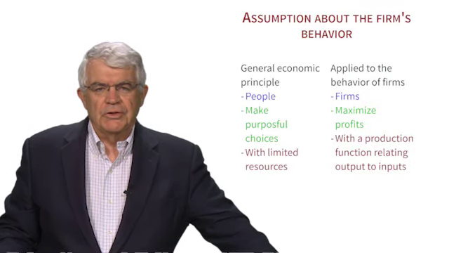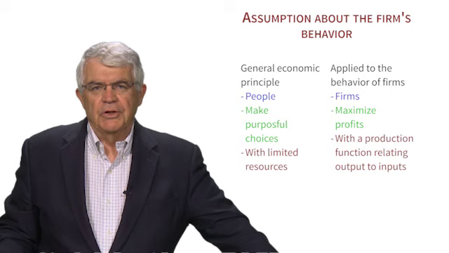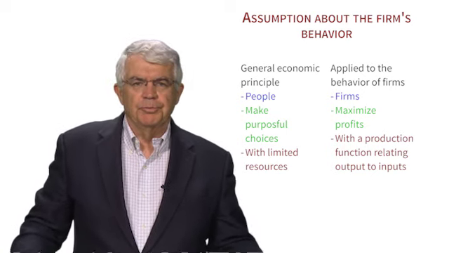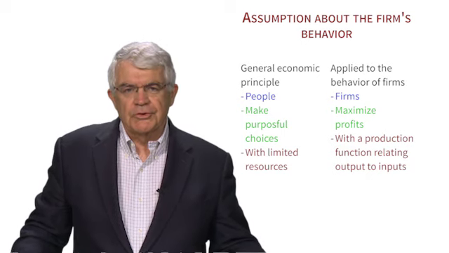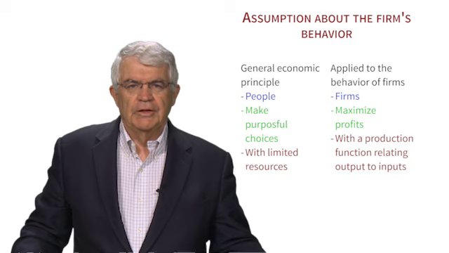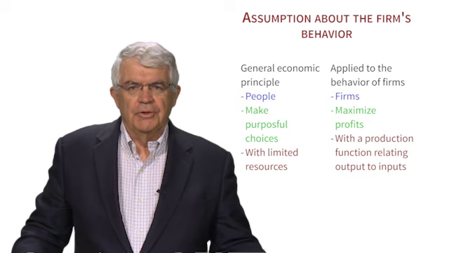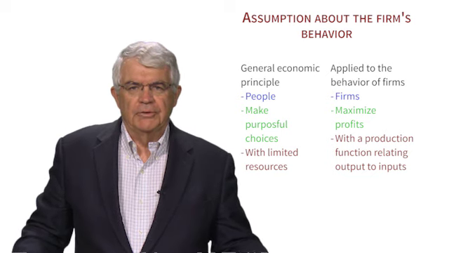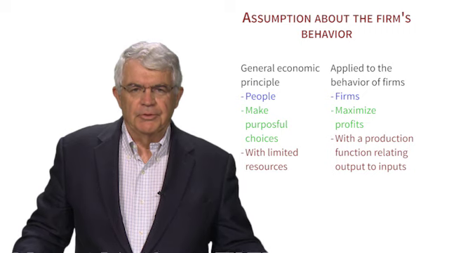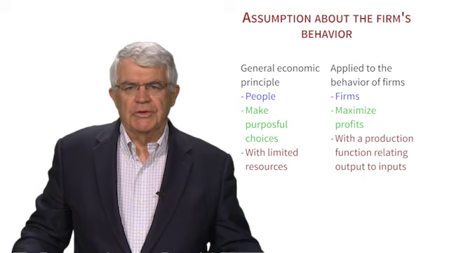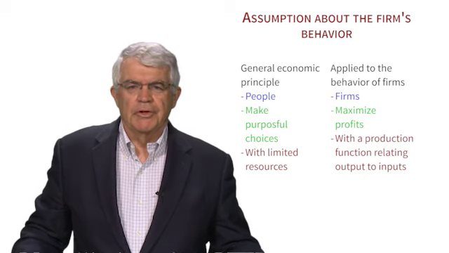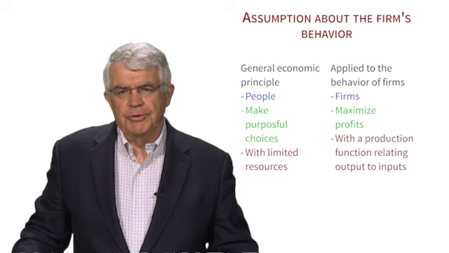Now when we make this decision and think about the decision of the CEO, we're going to apply the basic mantra of economics, the general economic principle that people make purposeful choices with limited resources. In the case of the firm, the firm is going to try to maximize profits. That's what we mean by making purposeful decisions. And it's going to be constrained by what we'll call a production function, which relates the amount of output to inputs, or the amount of output of pumpkins to the input of workers.